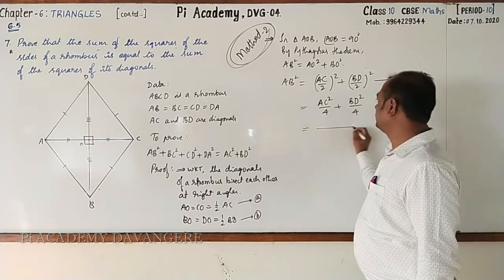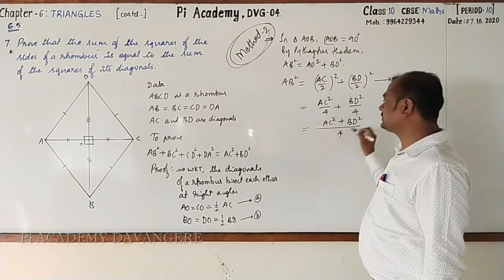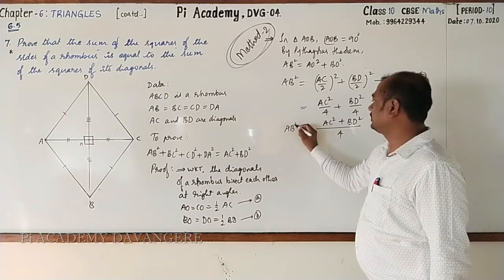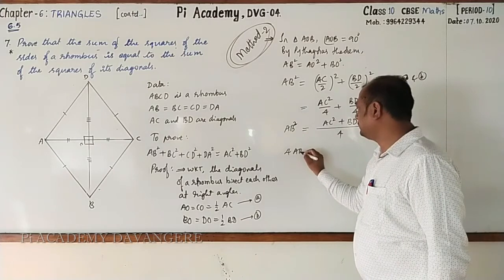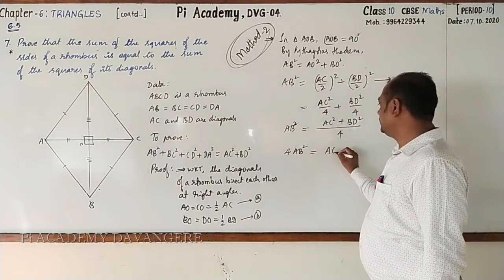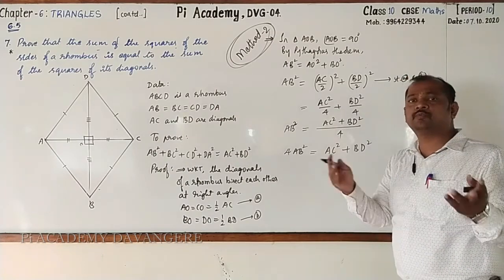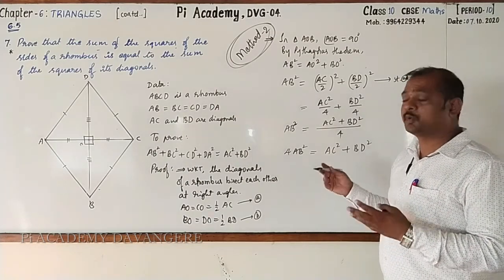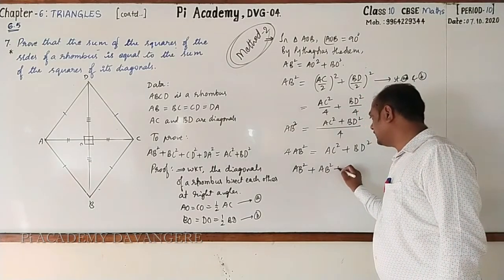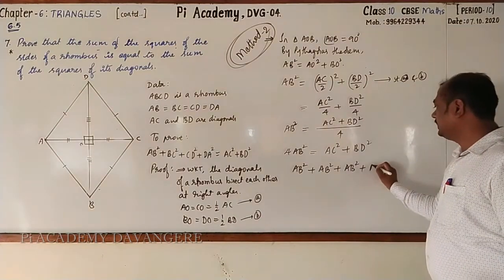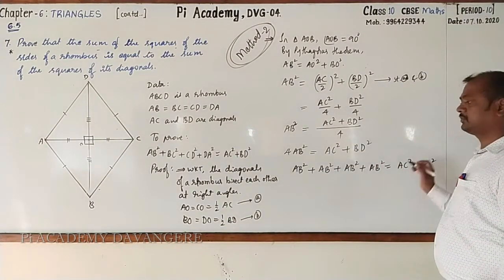Take LCM. LCM is 4. Then it is AC square plus BD square. Here AB square is there. Now go for cross multiplying. What it will be? It is 4AB square is equal to AC square plus BD square. 4AB square, you can go for splitting that AB square 4 times. AB square plus AB square plus AB square plus AB square, which is equal to AC square plus BD square.